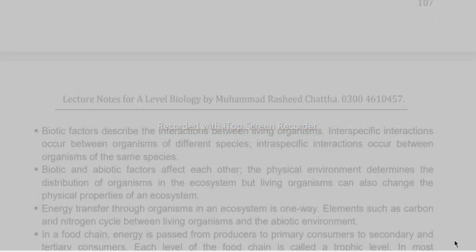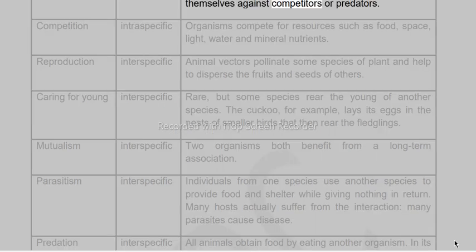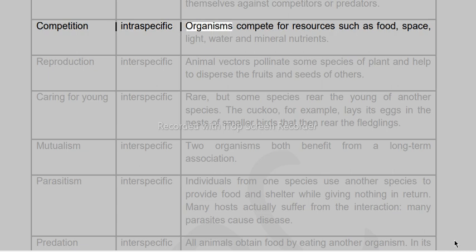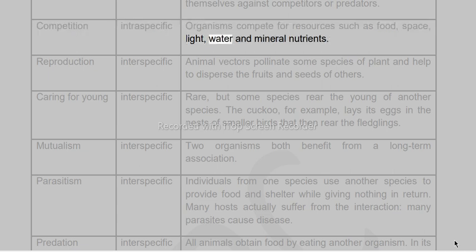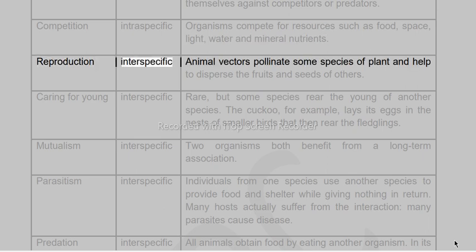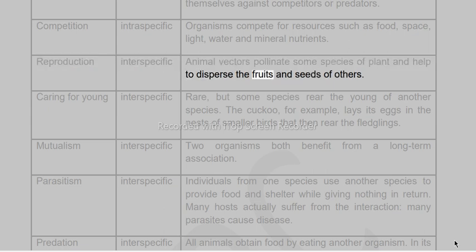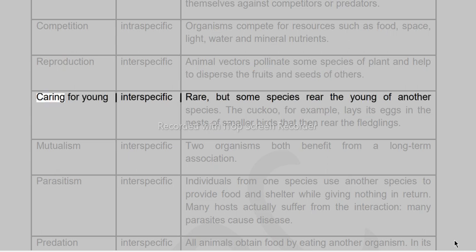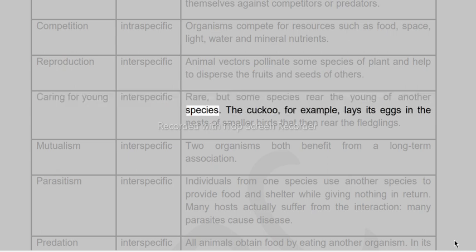themselves against competitors or predators. Competition. Intraspecific organisms compete for resources such as food, space, light, water, and mineral nutrients. Reproduction. Interspecific animal vectors pollinate some species of plant and help to disperse the fruits and seeds of others. Caring for young. Interspecific. Rare, but some species rear the young of another species.